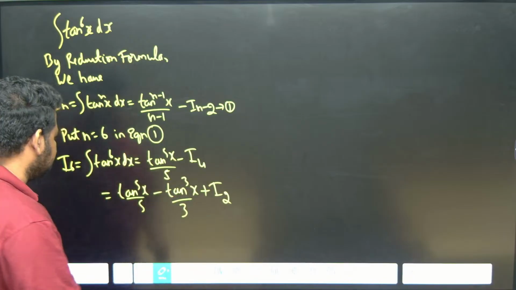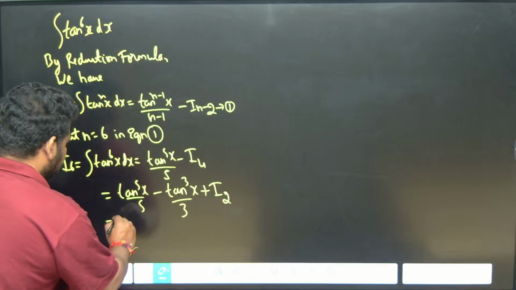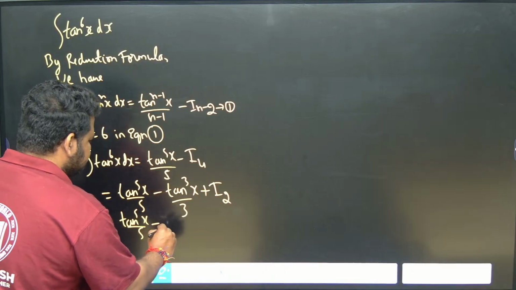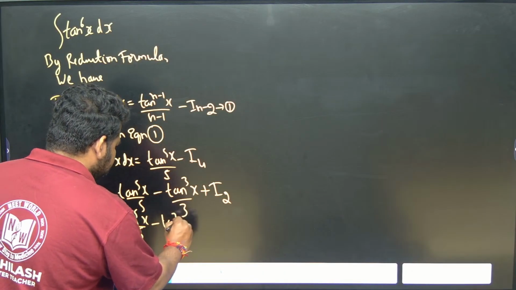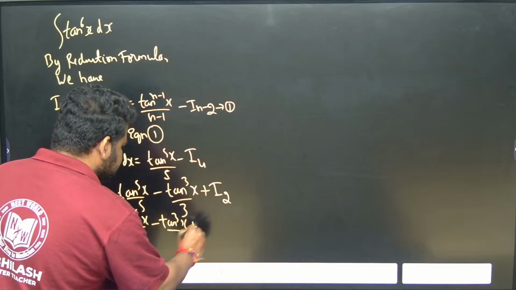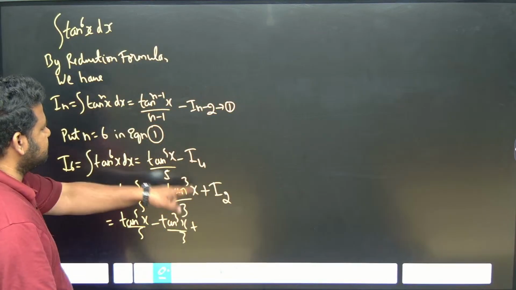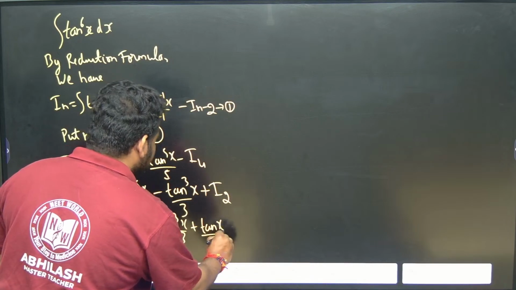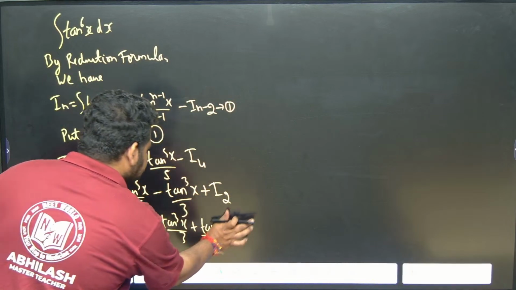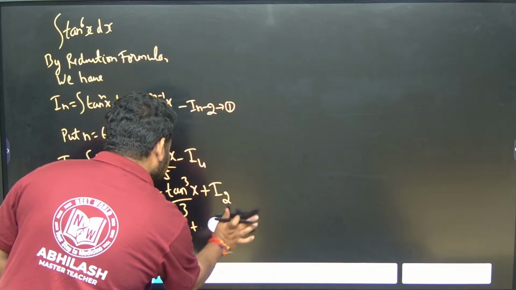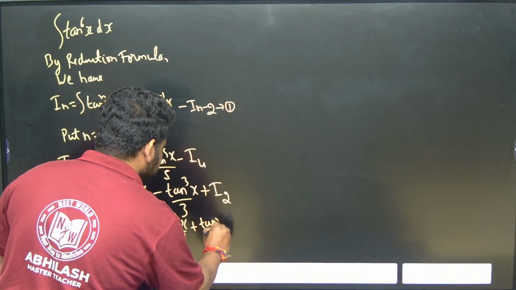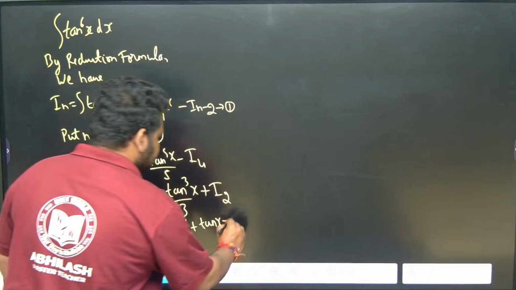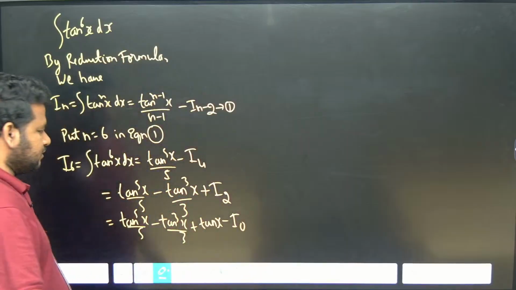Now we have to find out I_2. So we put n is equal to 2 in the above reduction formula. Tan power 5x by 5 minus tan cube x by 3 plus tan power n minus 1, here n is equal to 2, so 2 minus 1 is 1 only, I can just write tan x, minus I_(2 minus 2). 2 minus 2 is I_0. I_0 we will have. What does I_0 mean?